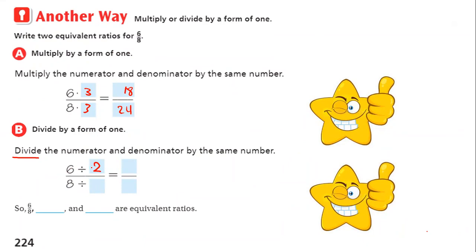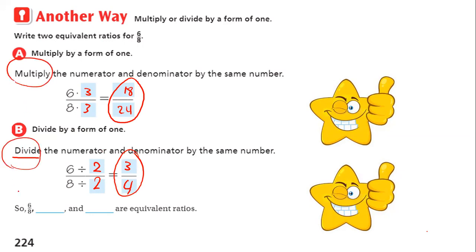So when you divide up by 2, what should you divide by down? 2, the same thing. 6 divided by 2 equals 3, and 8 divided by 2 equals 4. So you got 2 answers right now, one by using multiplication and one by using division. 6 over 8, or 6 to 8, the main ratio, equals what and what?